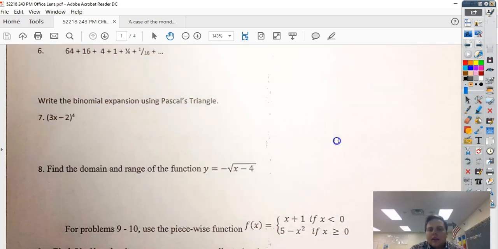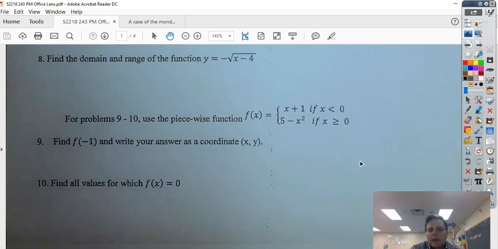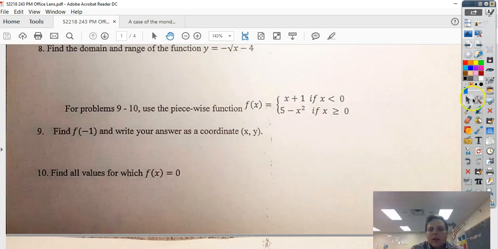Problems 9 and 10. Let's see here if I can get this thing to let me scroll down. It's being a pain right now. There we go. Okay. So, it says problems 9 and 10 use this piecewise function. Okay. Find f of negative 1 and write your answer as a coordinate.